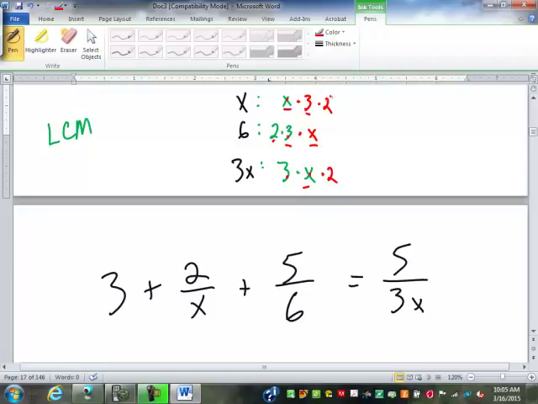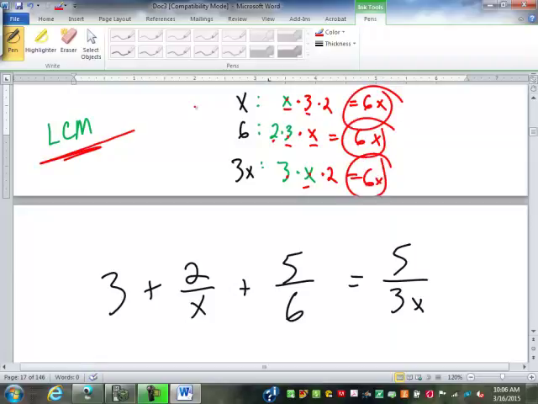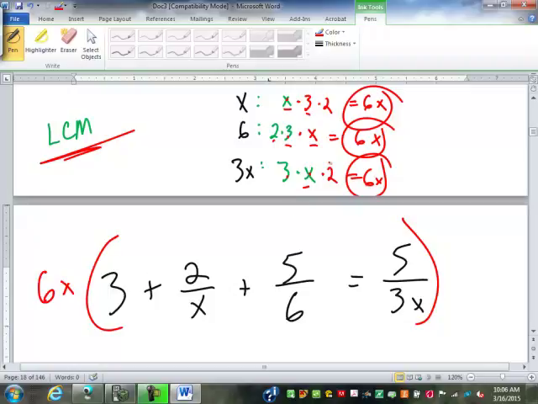So now we've got x times 3 times 2, which is 6x. 2 times 3 times x is 6x. So 6x is our least common denominator, or least common multiple of those numbers. So what that means is we are multiplying this whole equation by 6x.